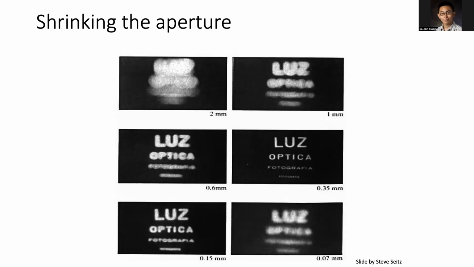And so this is what happens when you decrease the aperture size. Initially you get sharper and sharper results, but gradually it still deteriorates. Okay, so this is a fundamental physics limit: we cannot get infinitely sharp images.